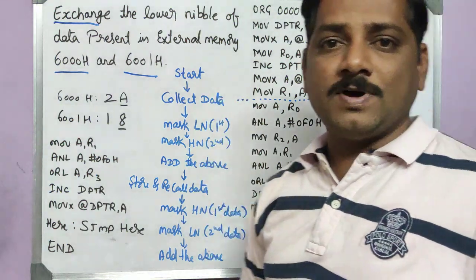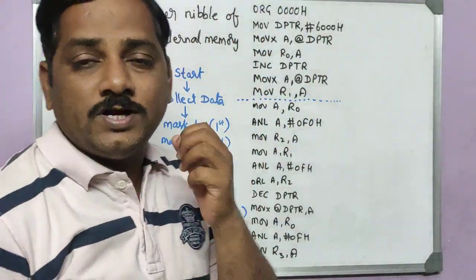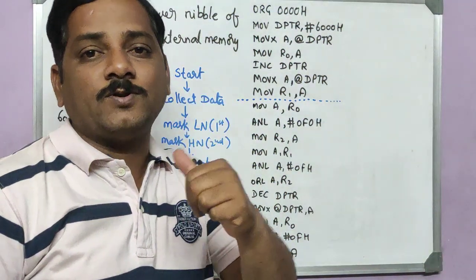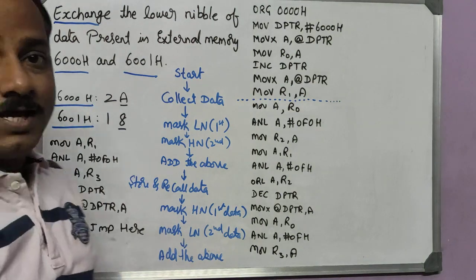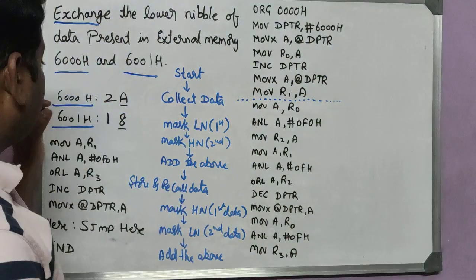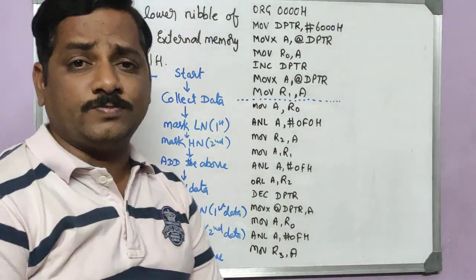So it seems very simple, but you need to understand the actual value here. See, we have to interchange the lower nibble of two memory locations. It means 6000H and 6001H, these are the addresses where the data has to be stored. And I have given two inputs here, 2A and 18. So these are the two inputs.